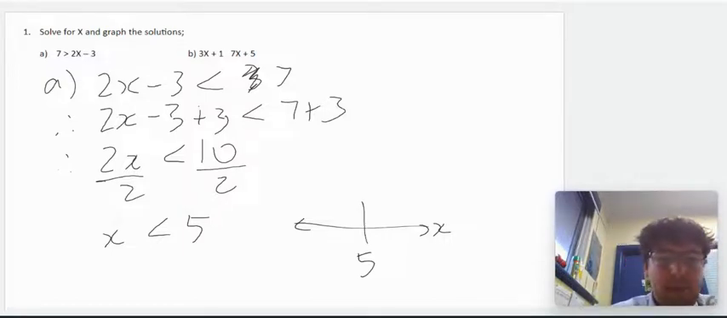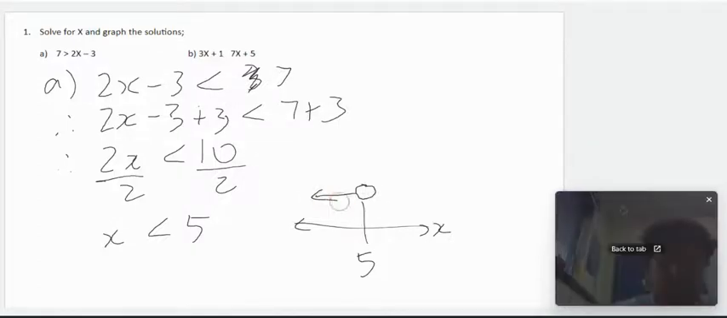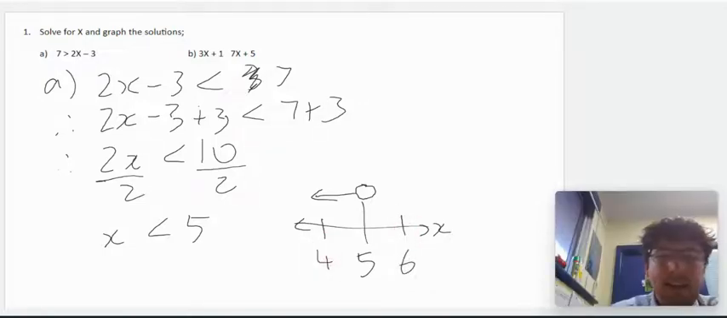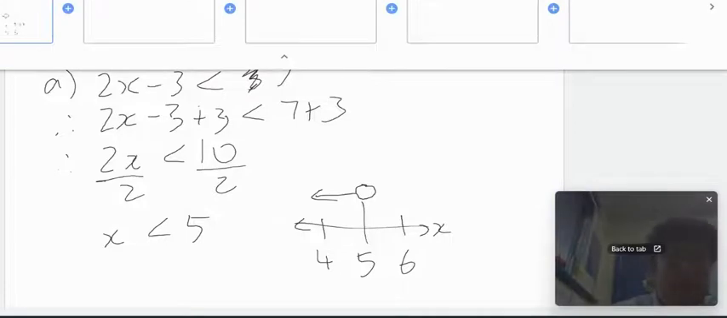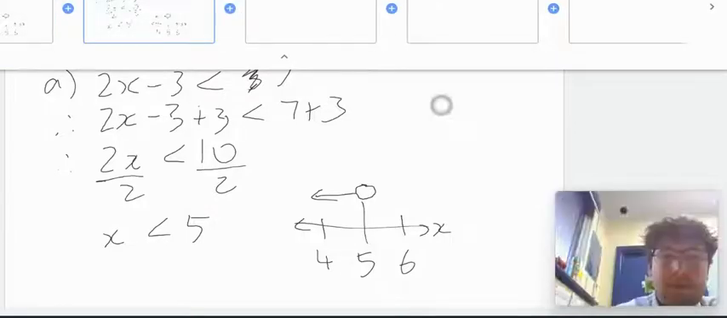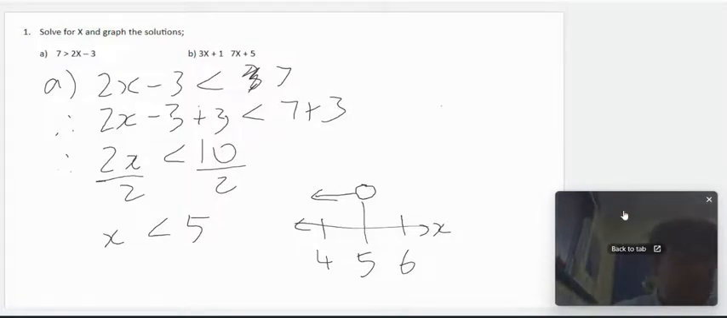Because it's less than but not equal to, we do the open dot, and we show that it's less than 5. There's 4 and there's 6. So the open dot means less than. It does not mean less than or equal to. All right, let me duplicate this so that we can do question 1 again, but we will just delete.